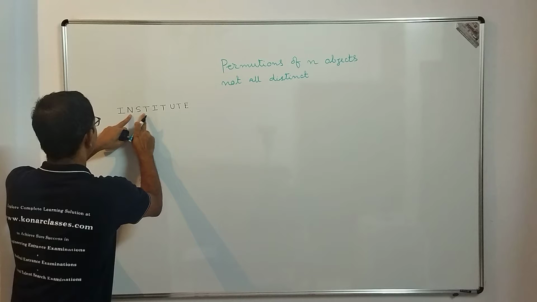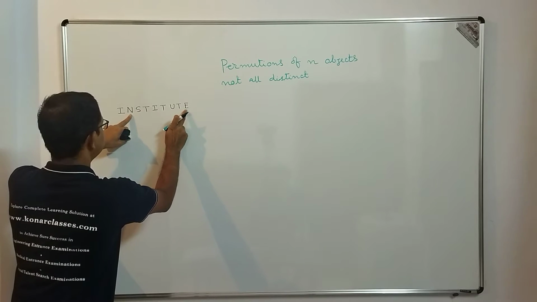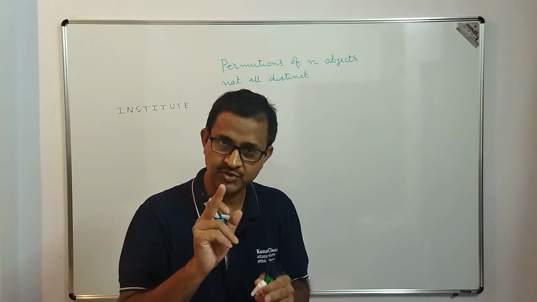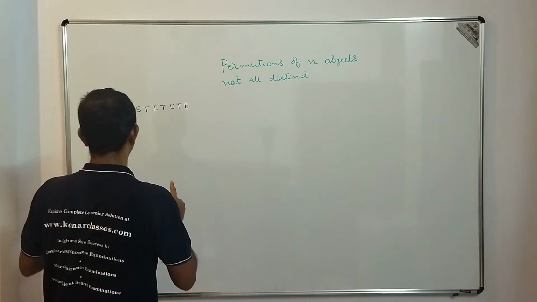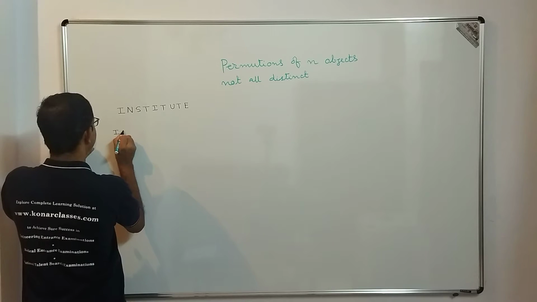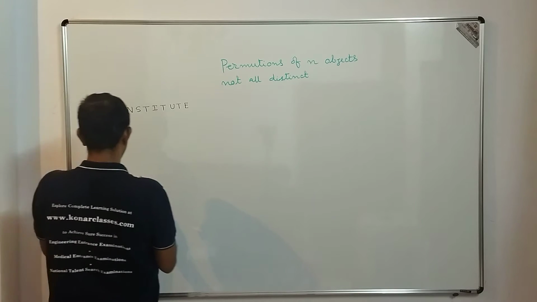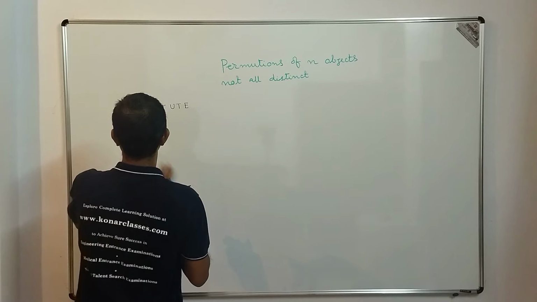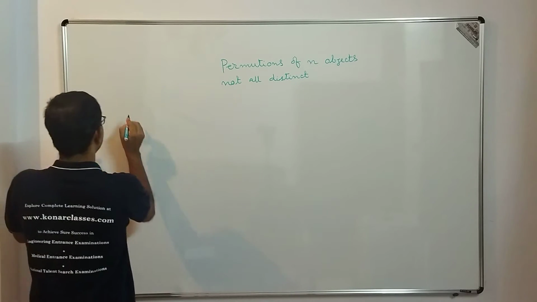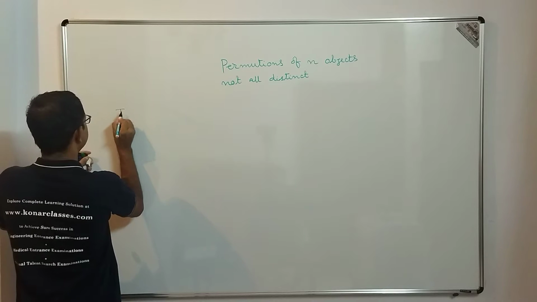1 2 3 4 5 6 7 8 9. Now out of these 9 objects, we see that not all are distinct. So here the letter I has, let me write it properly. So here the word is INSTITUTE.